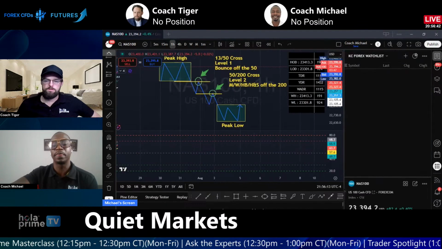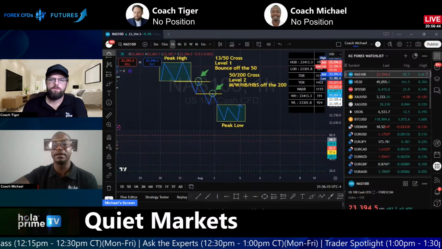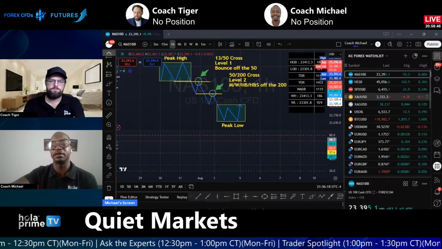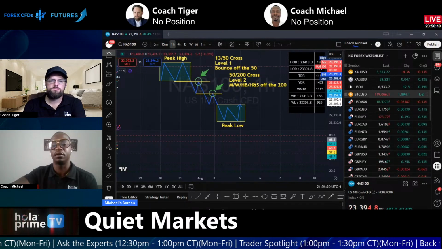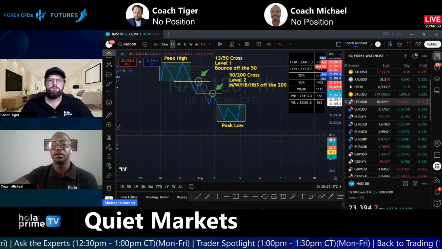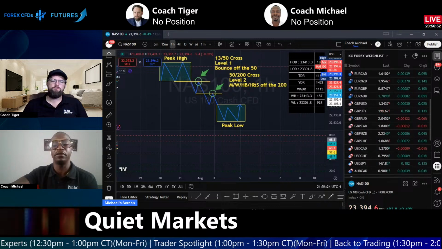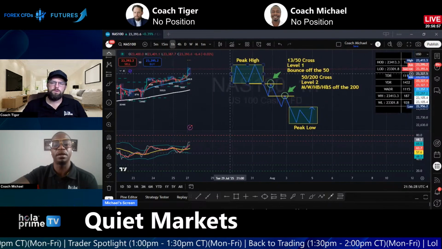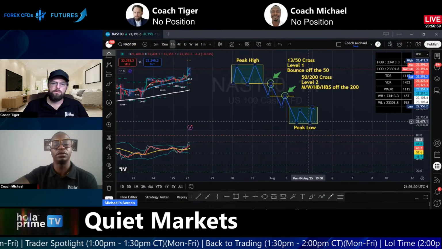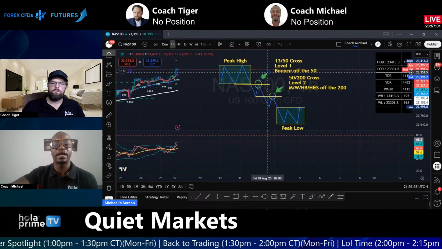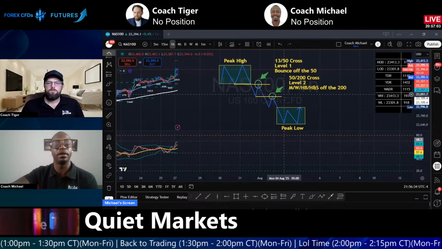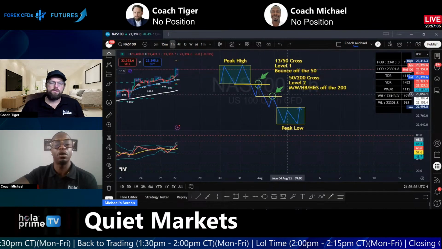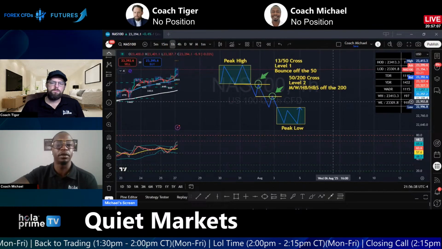Across all the assets, whether it's NAS 100, US 30, S&P, gold, silver, crude oil, Bitcoin. I don't trade the peso, I just look at the currency exchange. But any Forex pair, I'm looking to see what level I'm in, whether I'm in peak high, peak low, level one or level two, and that's it. I'm trying to capitalize on this move right here. That's my whole entire approach to the market.